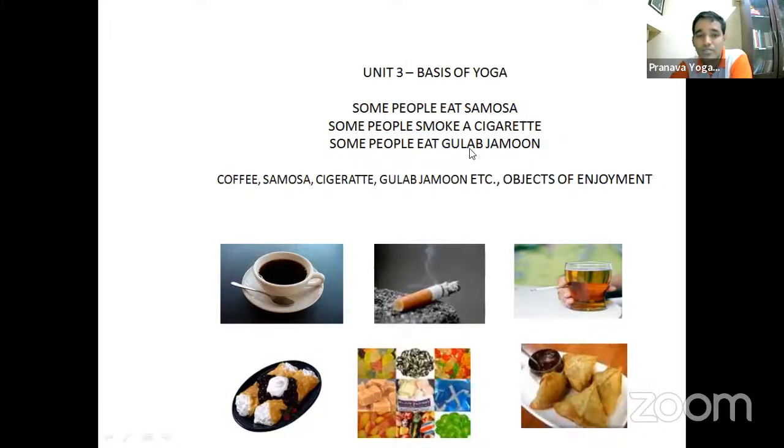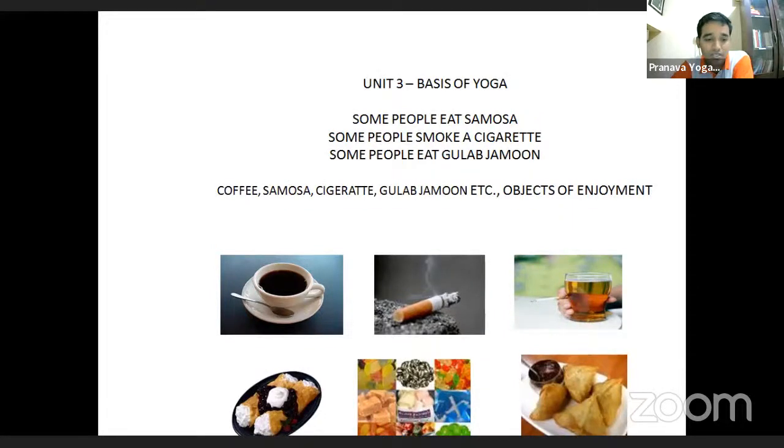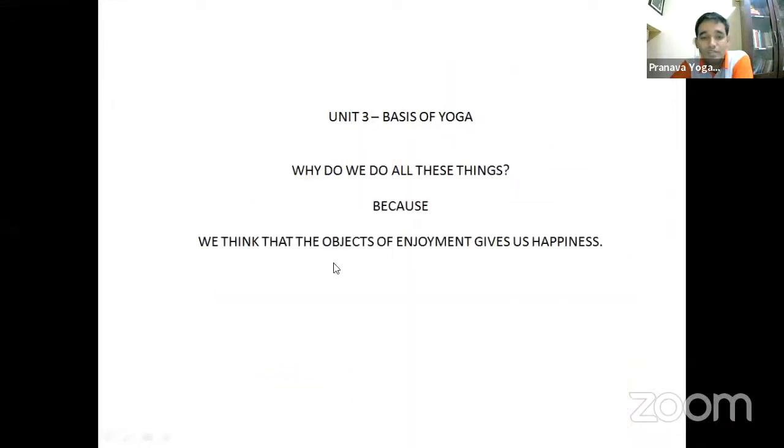Some people eat samosa, some people smoke a cigarette, some people eat gulab jamun. Coffee, samosa, cigarette, gulab jamun, etc. are all objects of enjoyment that we are enjoying. Why? We think that happiness is in those objects of enjoyment. To enjoy that, we are depending on the external world for our happiness. Why do we do all these things? Because we think these objects of enjoyment give us happiness.